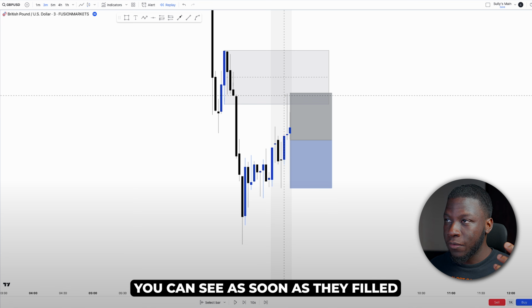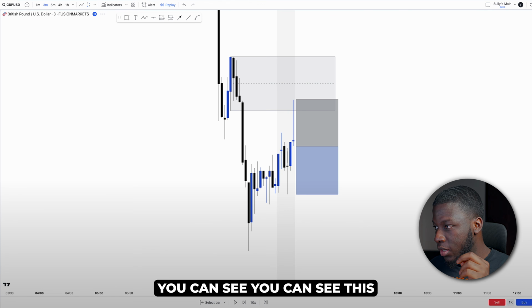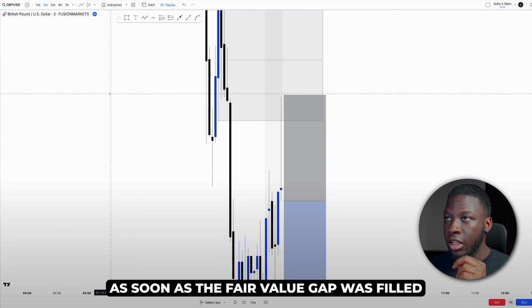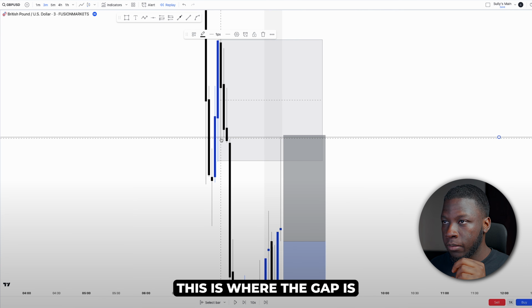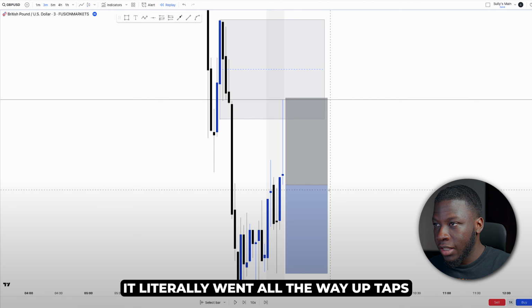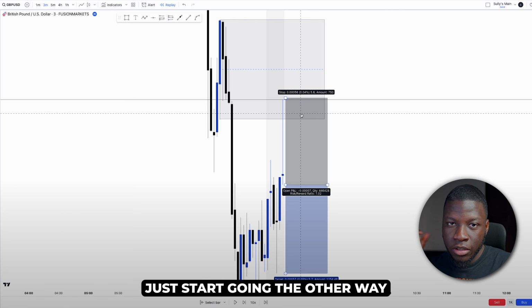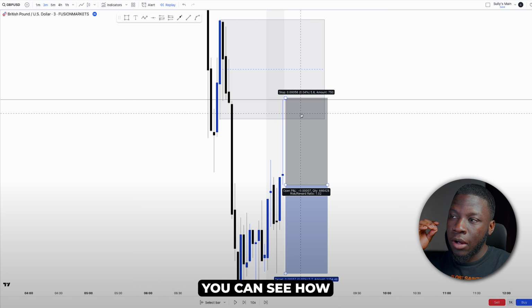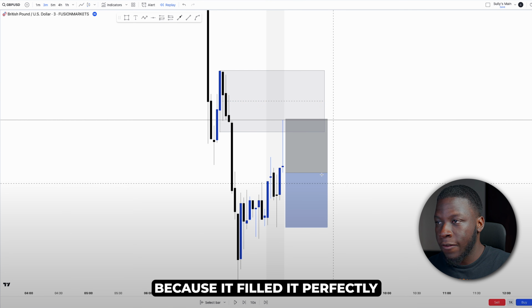You can see as soon as they filled, now this is key. In fact, let me touch on this once again. You can see this as soon as the fair value gap was filled. There are no gaps all the way up here, but there is a gap up till right here. This is where the gap is. You can literally see to the T how price reacts to fair value gaps. It literally went all the way up, tapped that fair value gap, filled it, and immediately just started going the other way. You can see how important fair value gaps are because it filled it perfectly and started melting.